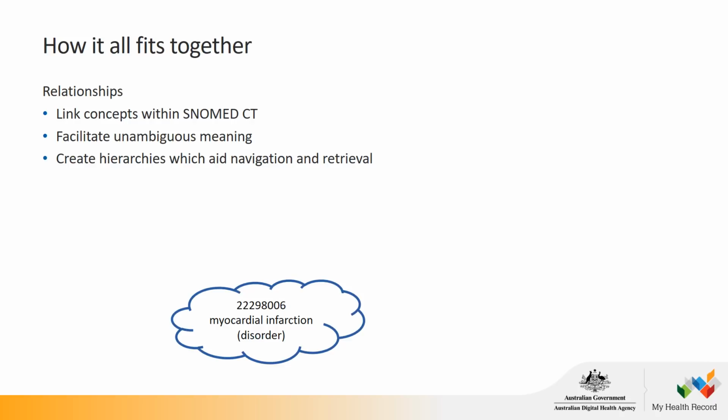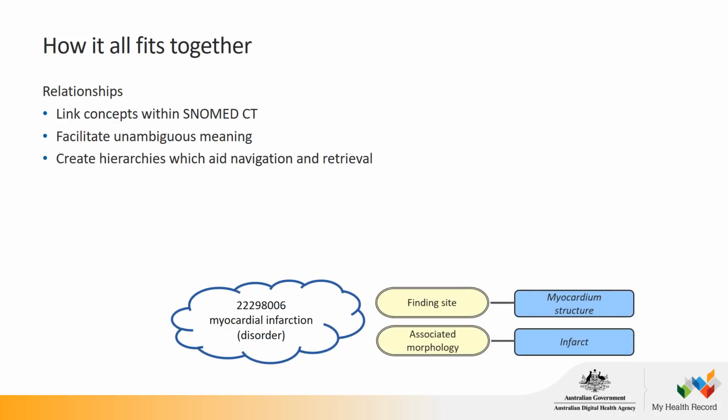Now we'll cover relationships. Relationships are links between concepts within SNOMED CT. They are there for 2 reasons. One is to facilitate meaning, that is, hold atomic bits of meaning. Taking myocardial infarction, it has 2 attribute relationships, a finding site of myocardium structure and an associated morphology of infarct, which help to define the meaning of myocardial infarction.